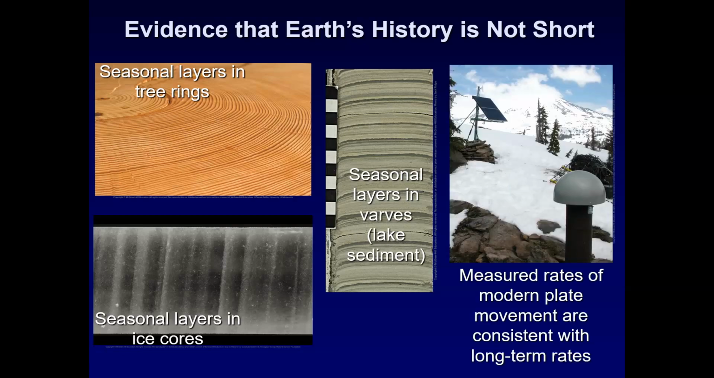We also can look at current rates of plate motion. And that currently indicates that the Atlantic Ocean took 100 million years to form as Africa and North America, South America moved apart. So we look at processes today and we look at processes in the past to understand Earth history a little better.